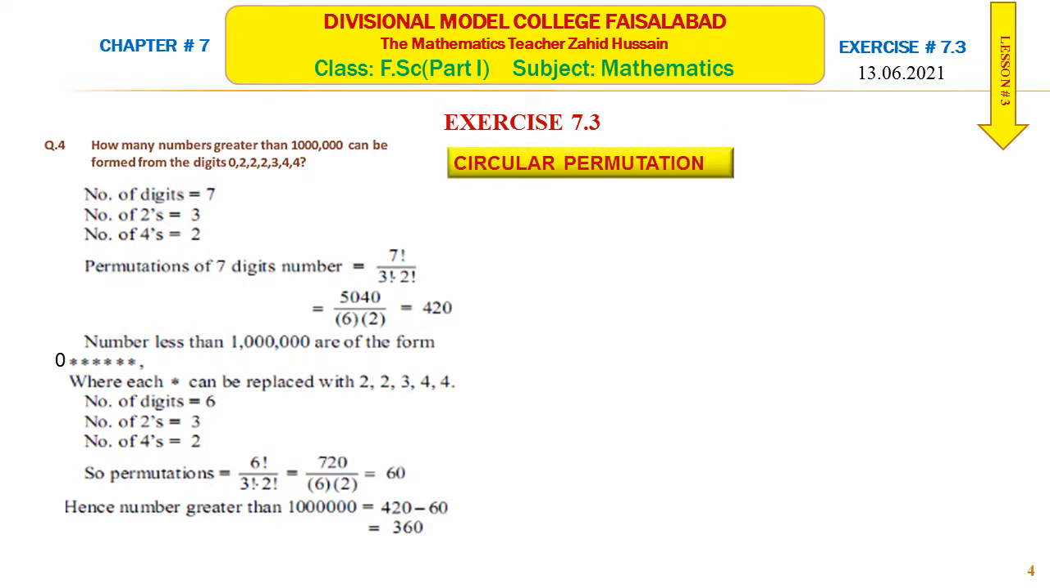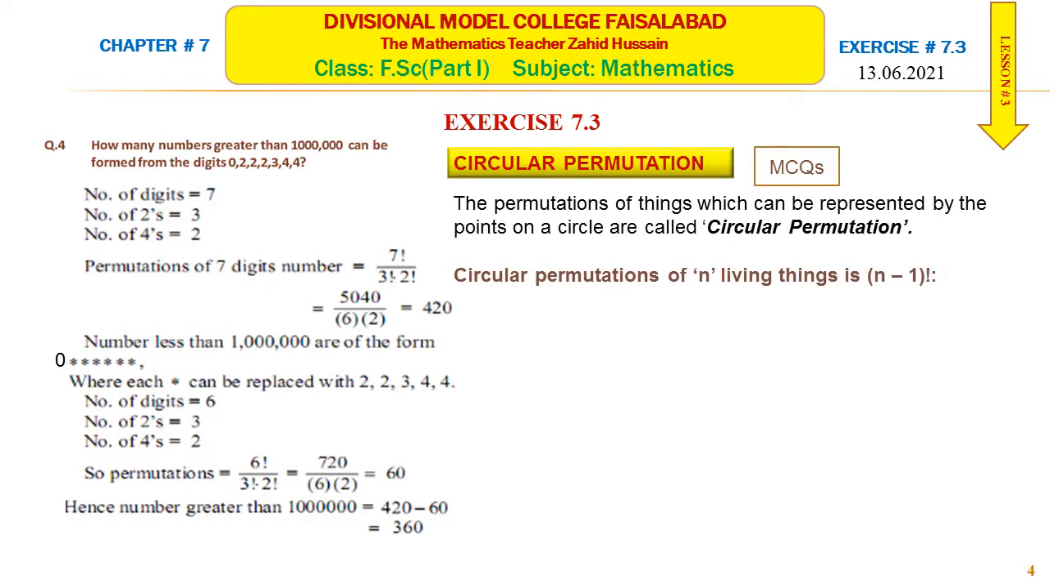Now this is circular permutation. The definition of a circular permutation is asked in MCQs, and it is also asked in short questions. The permutation of things which can be represented by the points on a circle is called circular permutation. How will we calculate the circular permutation of n living things?